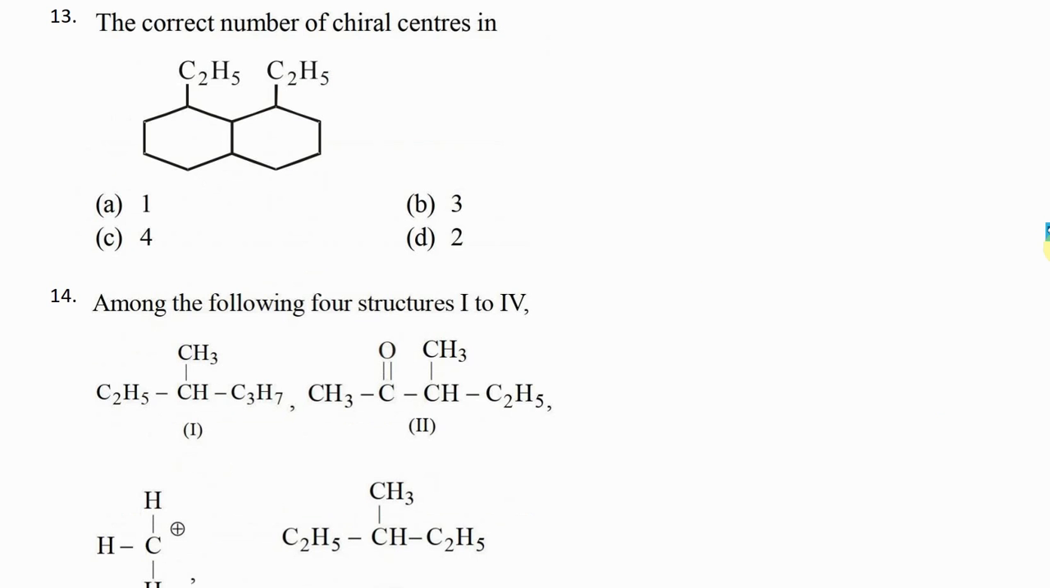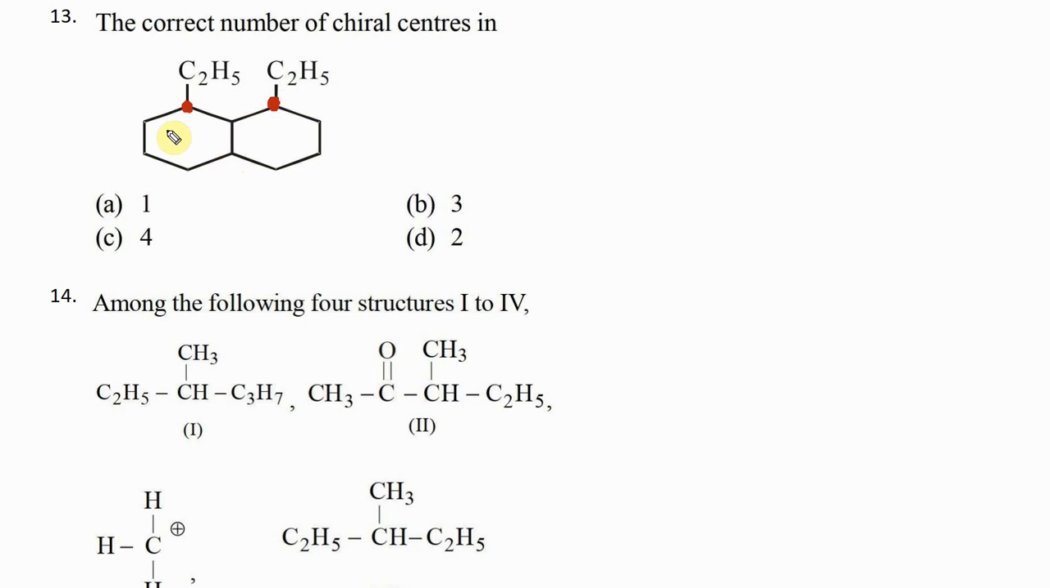The total number of chiral centers in this compound is, so let's put dots here. Now these two are not chiral, ethyl is never chiral. Okay. Is this chiral? Yes. This side is different, this side is different, there is a hydrogen on one and an ethyl on the other. So this is chiral, this is also chiral.